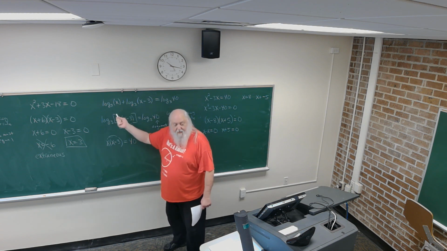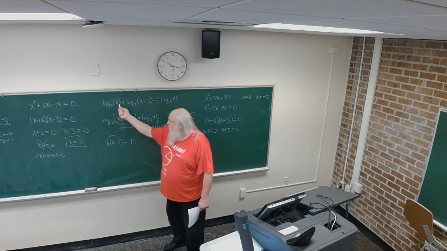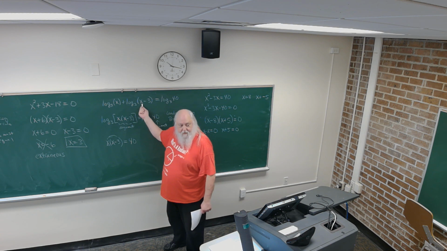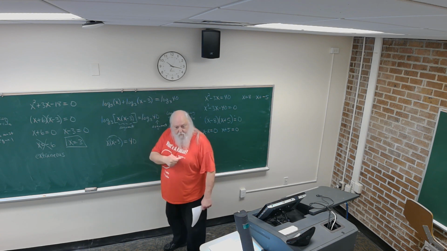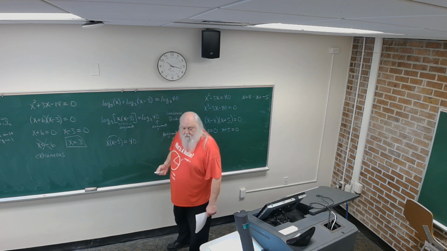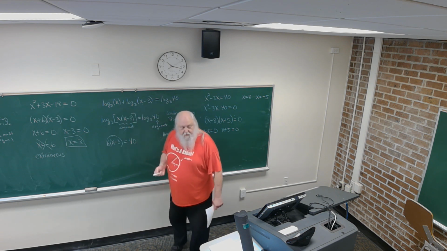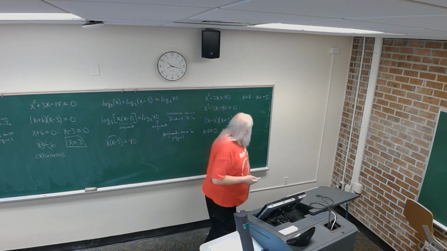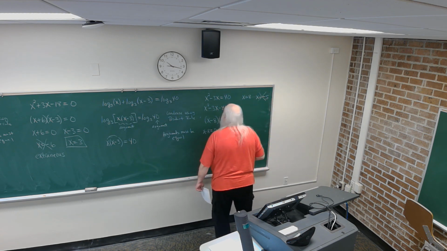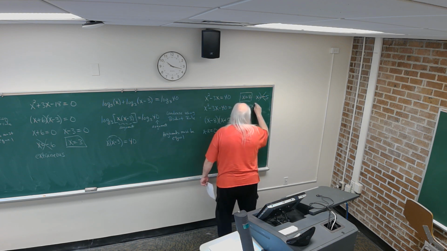But that doesn't always have to be the case, because if this was minus x here, or 3 minus x here, the negative number would be the solution, and the positive number would be extraneous. So you've got to plug both in to determine which one is extraneous. So -5 doesn't work, and we're left with x is equal to 8.